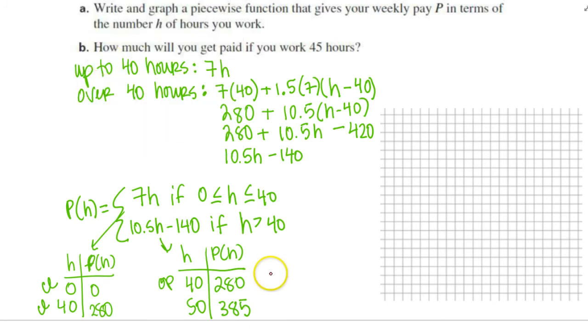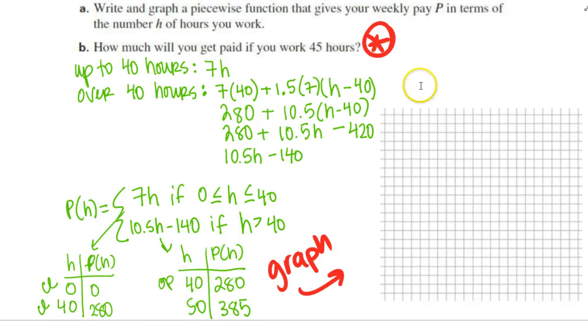Okay? Here's what I want you to do. What I want you to do is I want you to finish graphing this. Okay? And then I want you to answer part B. How much will you get paid if you work 45 hours? Bring that to class. Remember, if I went too fast, you could always rewind. And if you wanted to, you could have worked these problems out along with us, or you can just be done now and go back and fill these problems in, this one and the one on the front.